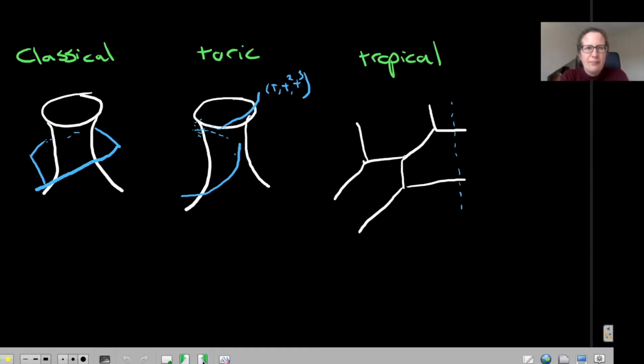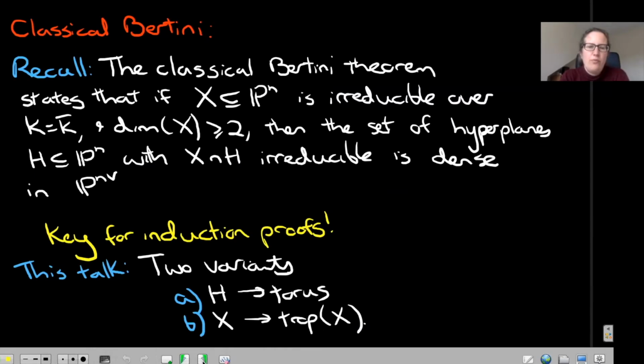Let me say it again in words. So we remember the classical Bertini theorem says if we have a projective variety that's irreducible over an algebraically closed field, and the variety is at least dimension 2, then we can slice it with a general hyperplane and the result will still be irreducible. So the idea is that the set of hyperplanes in projective space for which the intersection of X with the hyperplane remains irreducible, that's going to be dense in the dual projective space. Okay? And this is a totally fundamental result, key for induction proofs.